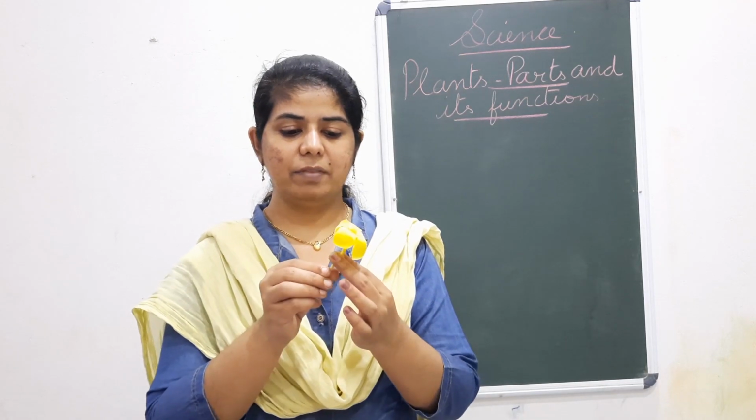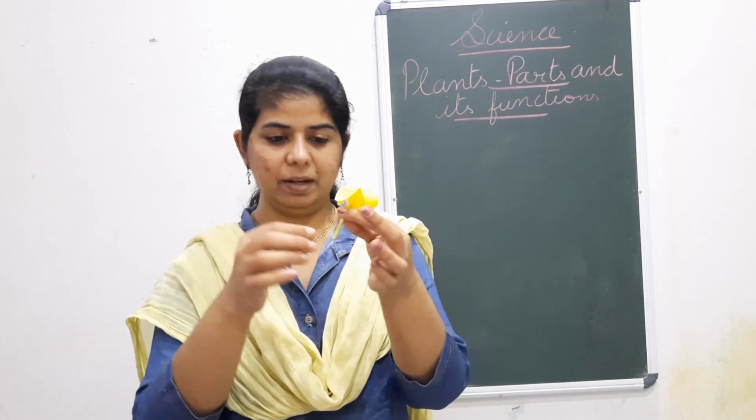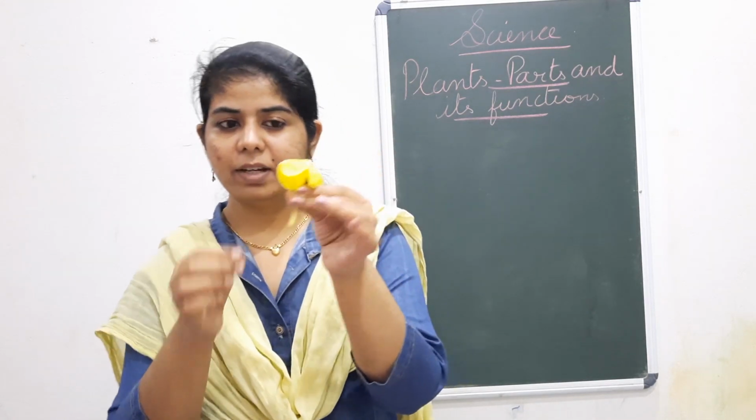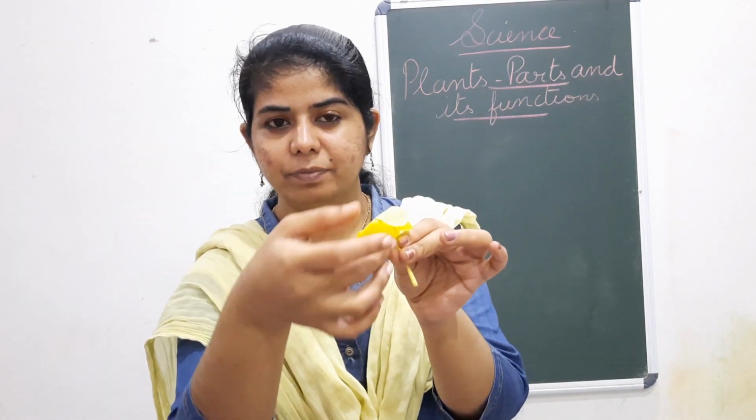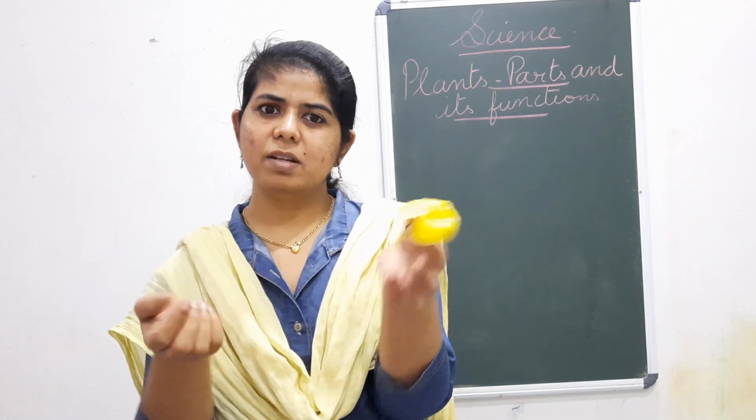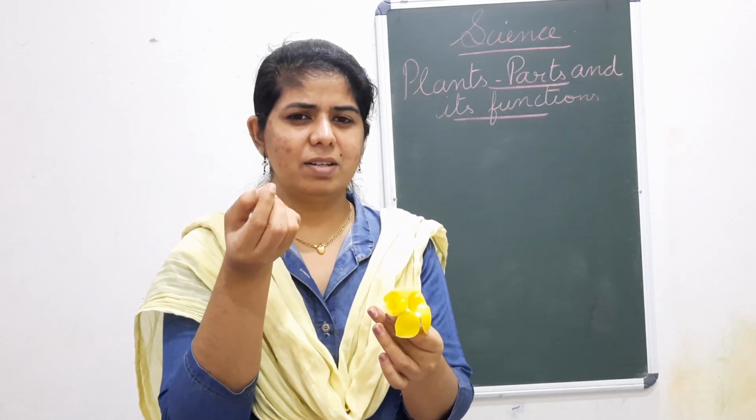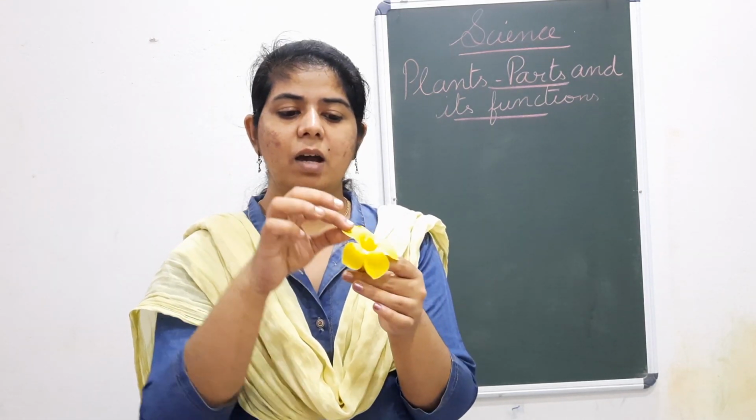Here, ma'am is having a flower. Can you see this part? Now, this is what color? Yellow color. Is it only yellow flowers you can see? No, there are different types of flowers. Big flowers you can see, small flowers you can see, isn't it? Now, this part.